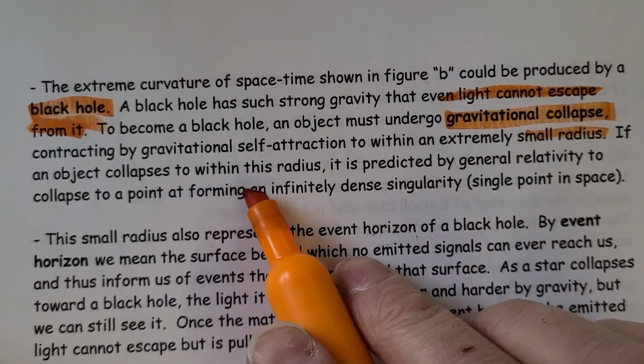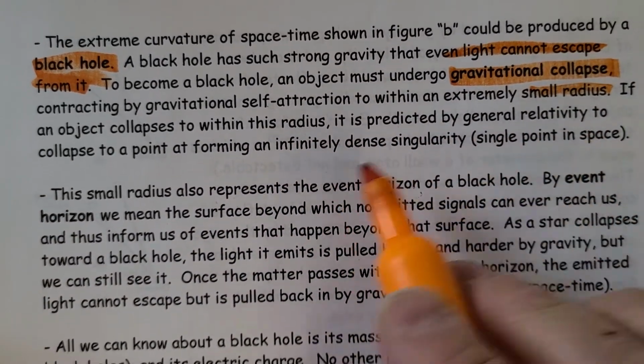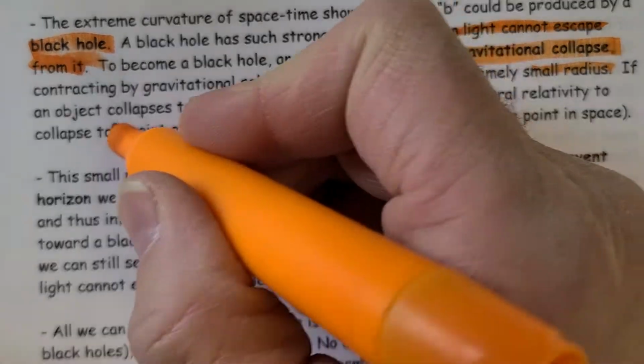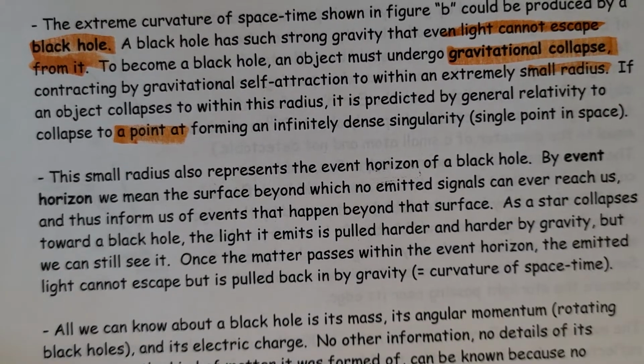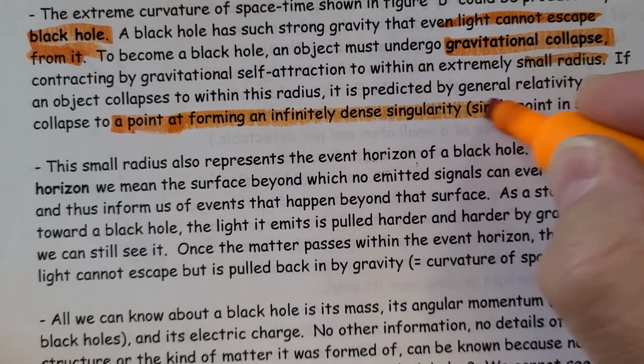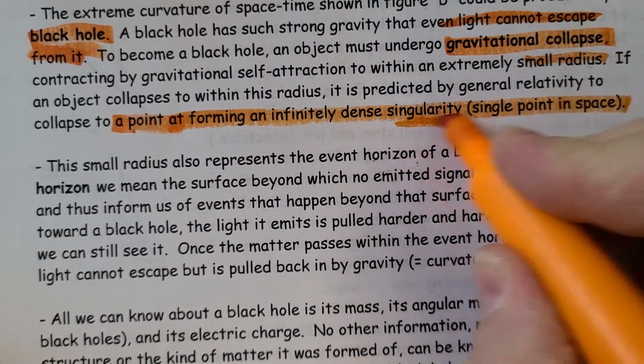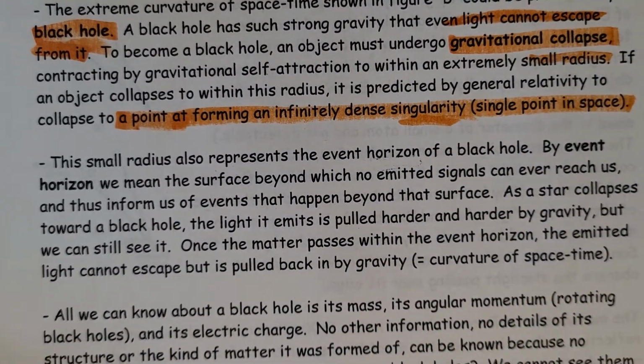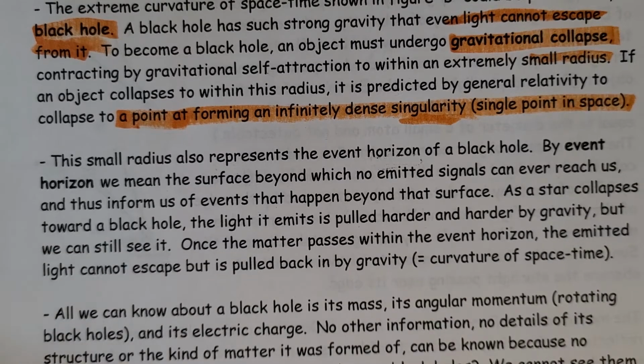If an object collapses to within this radius, it is predicted by the general theory of relativity that it collapses to a single point, forming an infinitely dense, and the word we use there is singularity, a single point in space which is extremely massive, that has all of that mass just compressed to a single point.